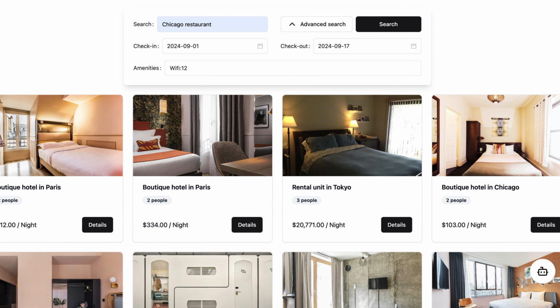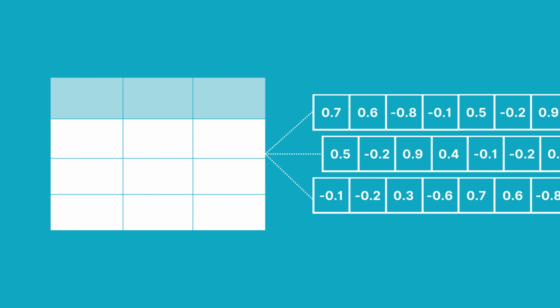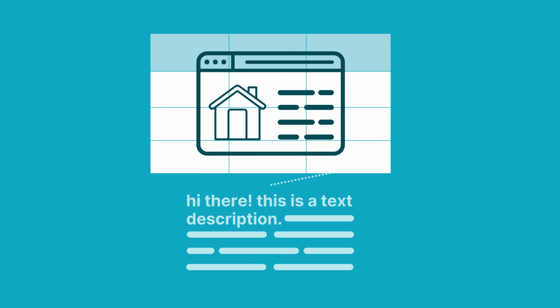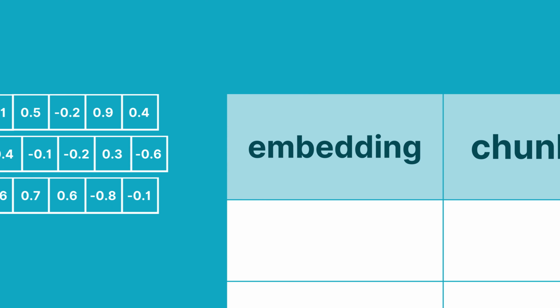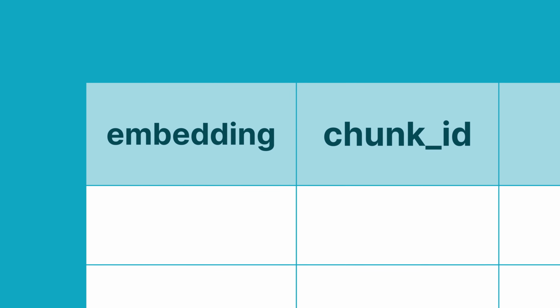In the tables used by the Tacnode playground, there's a listing embedding table, which plays a key role in vector search. The listings table contains text descriptions for each listing, which are then converted into vector embeddings and stored in the listing embedding table, under the embedding field. There's also a chunk ID field in the listing embedding table.